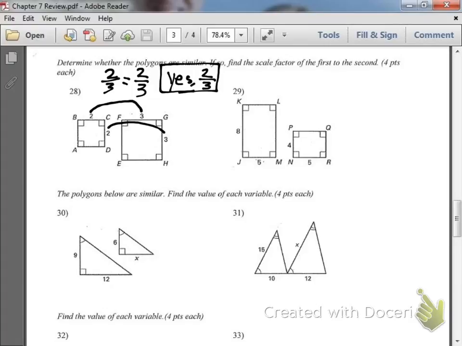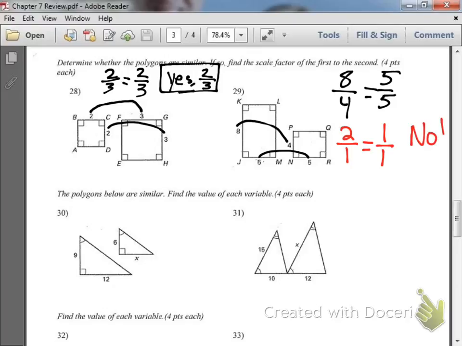So line up the sides. The 8 is going to go with the 4. So I have 8 over 4 equals, and then the 5 goes with the 5. 5 over 5. Now on this one you can reduce. 4 goes into 8 and 4, so I'm going to reduce that to 2 over 1. 5 goes into 5 and 5, so I'm going to reduce that to 1 over 1. Are those equal? No, so these are not similar. If it's no, you don't have to find the scale factor. That's it.